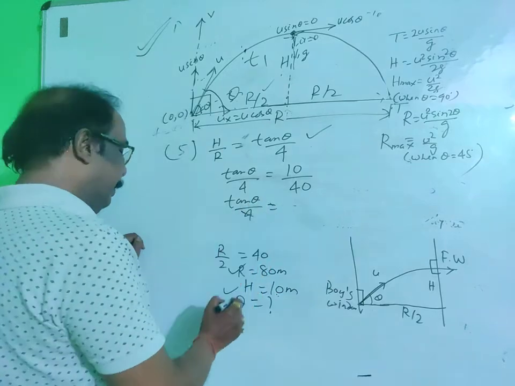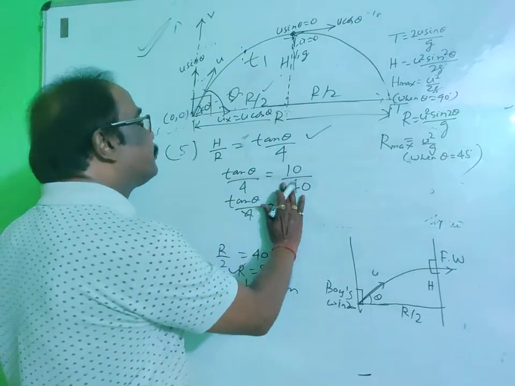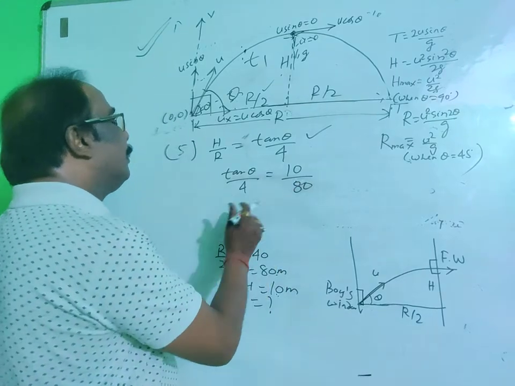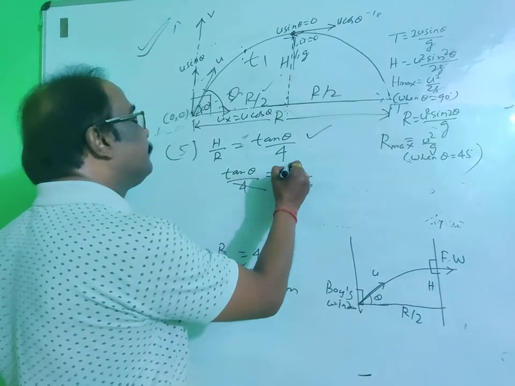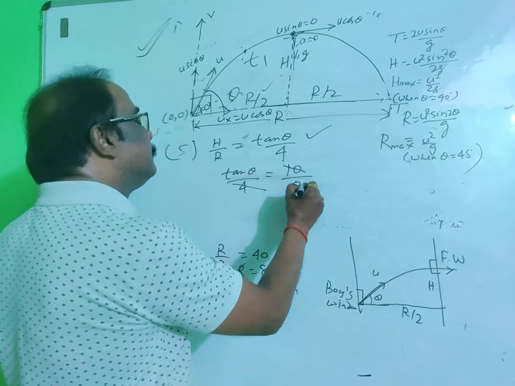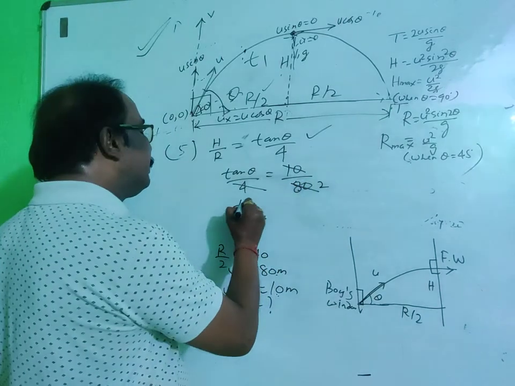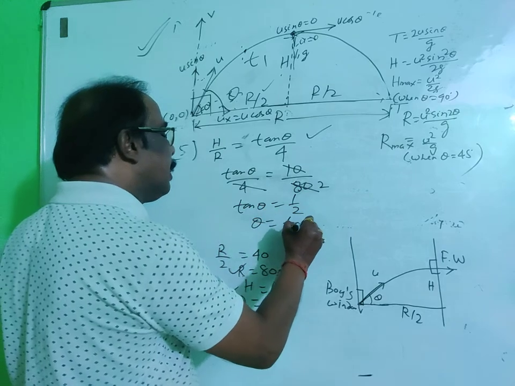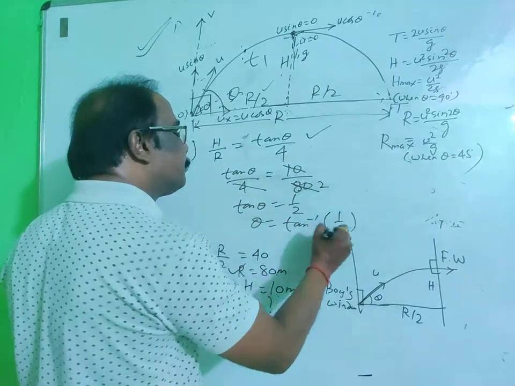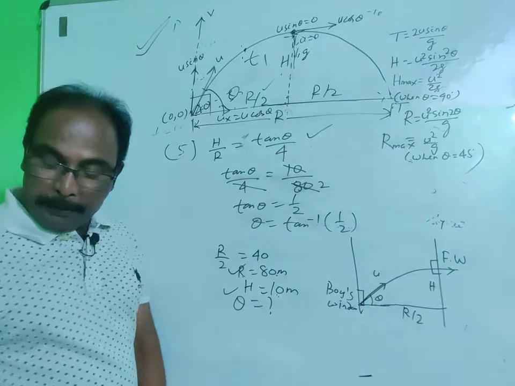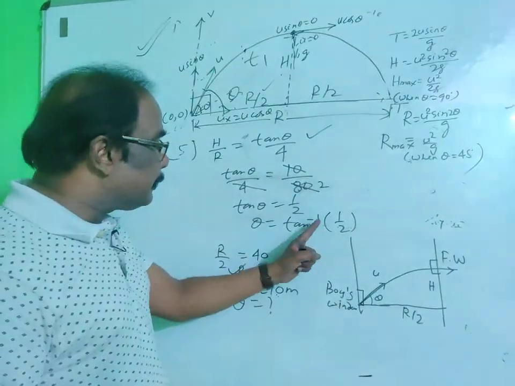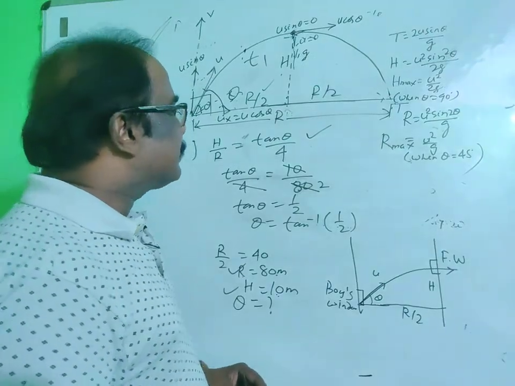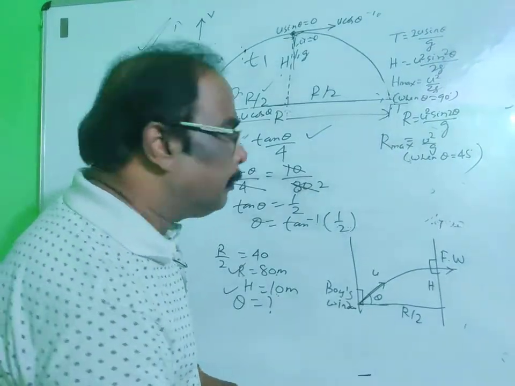No, sorry. Range is given as 80. Then tan theta by 4 is equal to 10 by 80, which is 1 by 8. Then tan theta is equal to 1 by 2. Then theta is equal to tan inverse 1 by 2. This is the correct answer. So we have discussed up to this condition for maximum range.